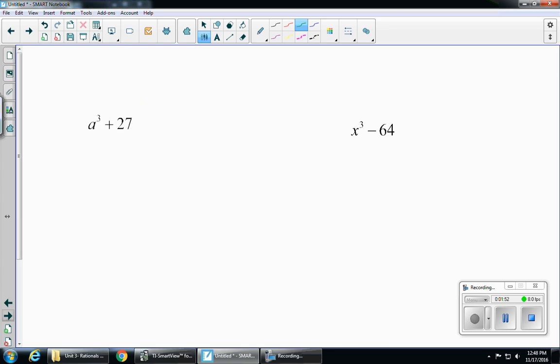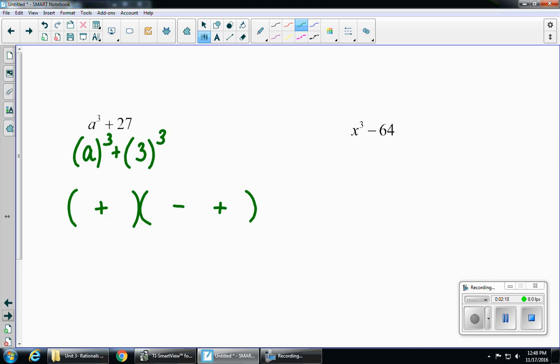The first thing I like to do is rewrite it as cube roots. So this is a to the third power plus 3 to the third power. That is helpful so you know what your cube roots are. So I'm going to set it up. I have a binomial times a trinomial. And using SOAP, I'm going to put in my signs. Same sign, so I have a positive. Opposite sign, I have a negative, and then it's always positive.